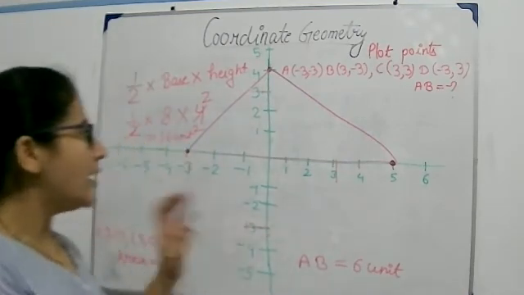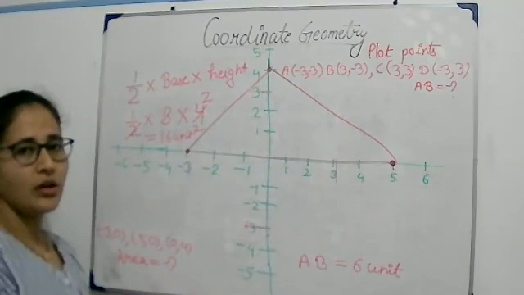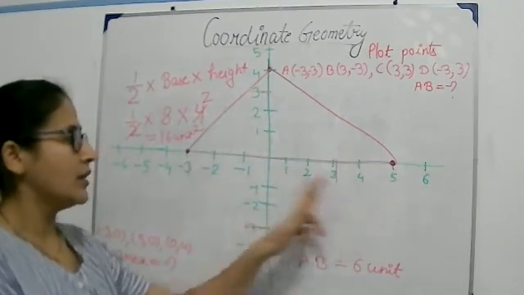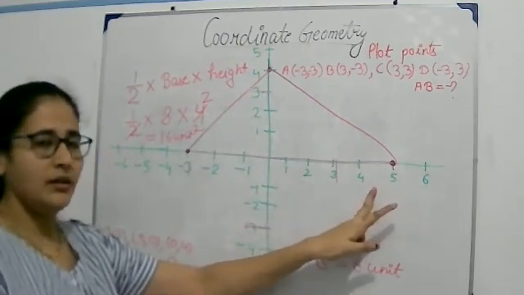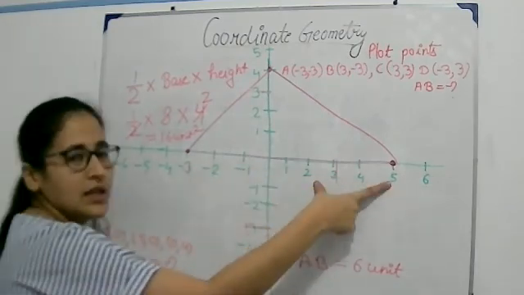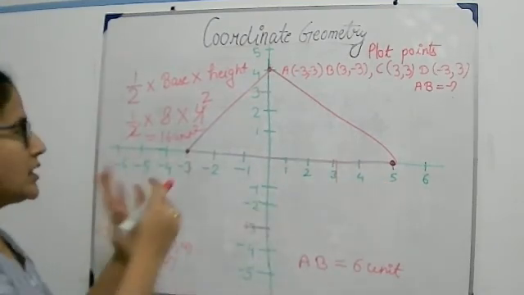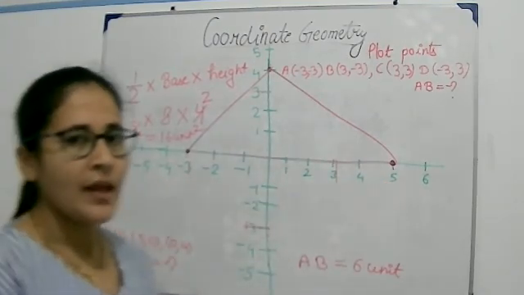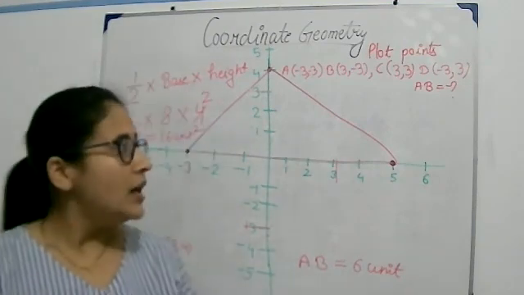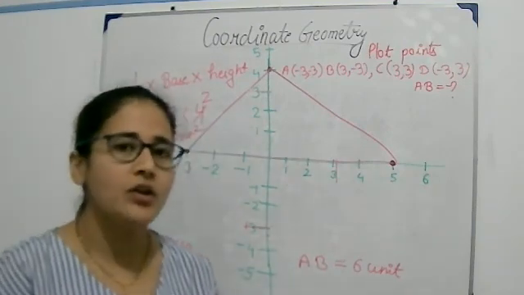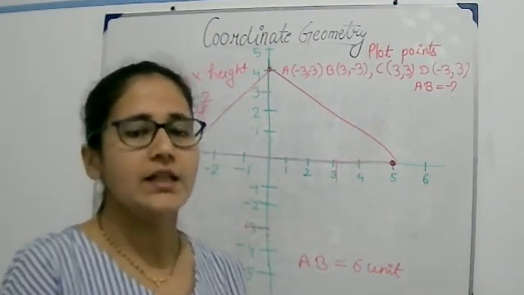So this is directly from visualization. We are not using any formula for the length of the line segment, or for finding this distance. This is just visualization only. Next, we will learn about the gradient or slope of any straight line.